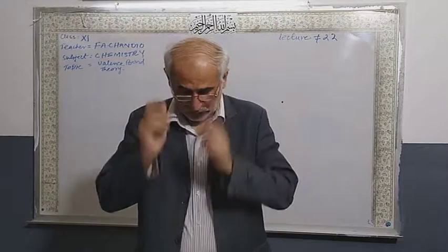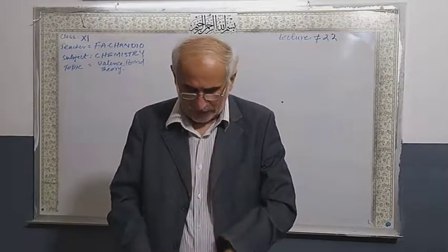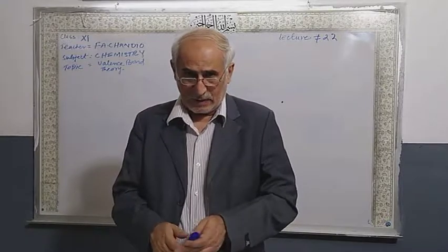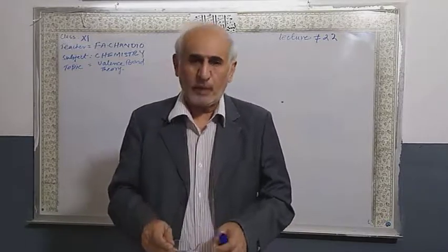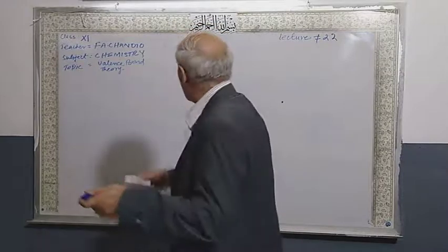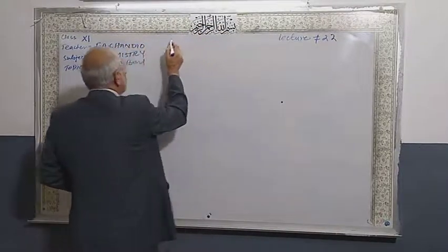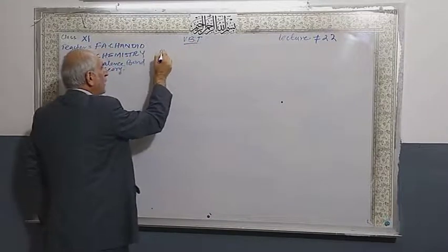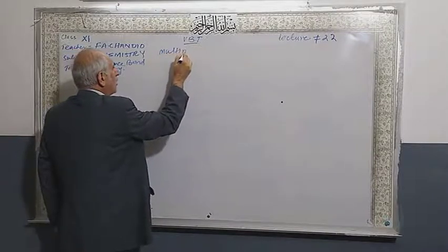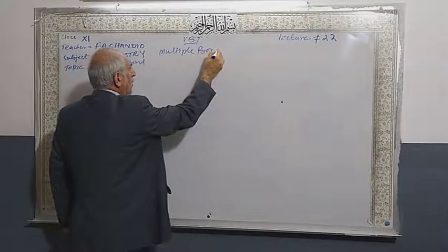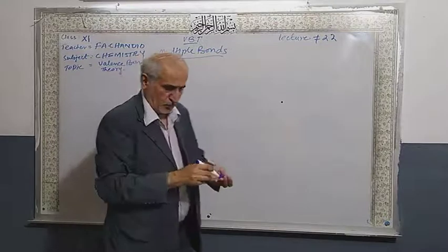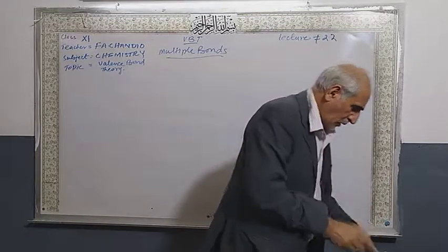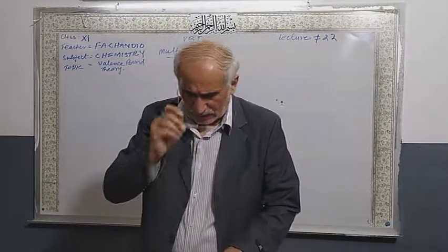Modern theories of covalent bonding we are talking about. And the last time we did the examples of hydrogen fluoride, where single covalent bonds are formed. Now, according to the valence bond theory, multiple bonds. So the example is oxygen.